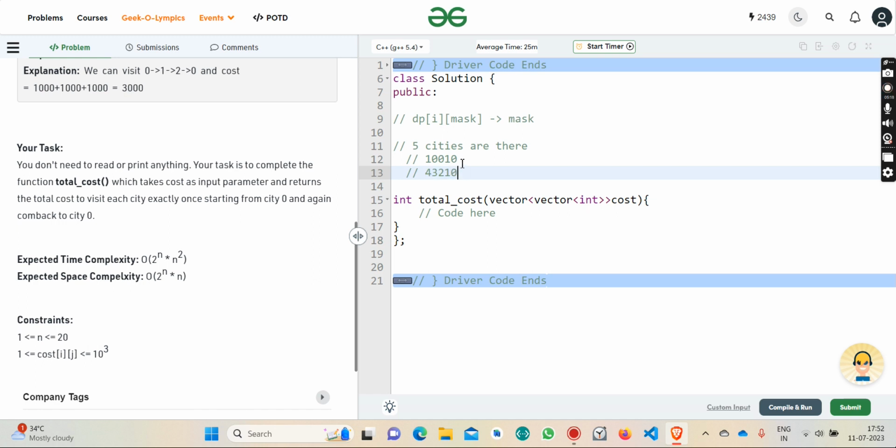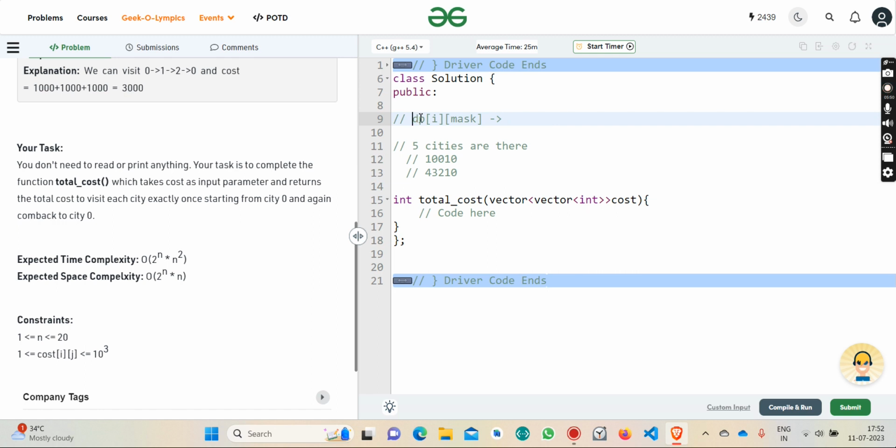I have not visited city 0 yet, because the corresponding bit is 0. If the corresponding bit is set, it indicates that I have already visited that city and that city should not be visited again. Here you can also see city 2 has not been visited yet, city 3 is also not visited, and city 4 has been visited. So yeah, now let's talk about the state.